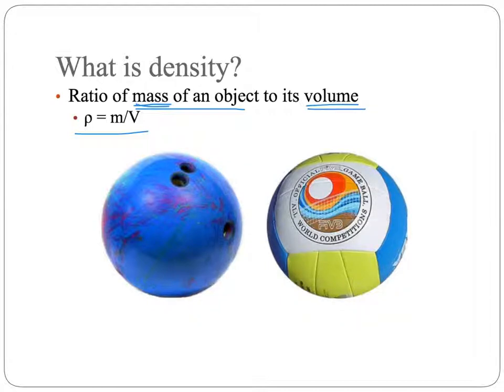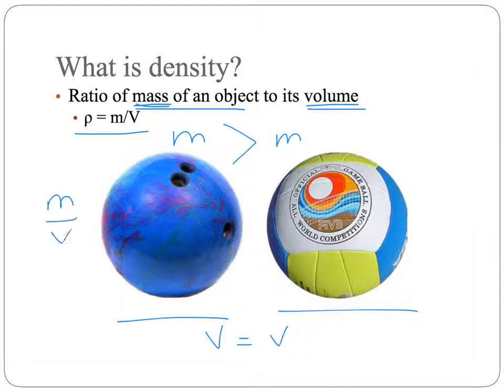If you think about two objects with about the same volume but very different masses, you get a good sense of density. So we have a bowling ball here and a volleyball, and you can see they occupy about the same amount of space. They have the same volumes. But the mass of this bowling ball is much greater than the mass of the volleyball. So if we put the mass over the volume, we're going to have a much bigger number for the density of our bowling ball than the mass over the volume of our volleyball.